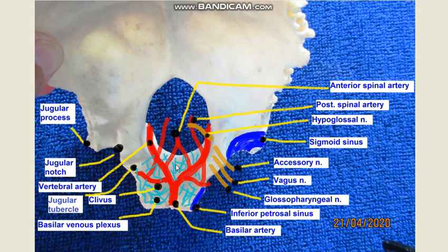This slope of the basilar part of the occipital bone is actually joined to the slope of the posterior surface of the body of the sphenoid. This is the anterior surface of the basilar part.